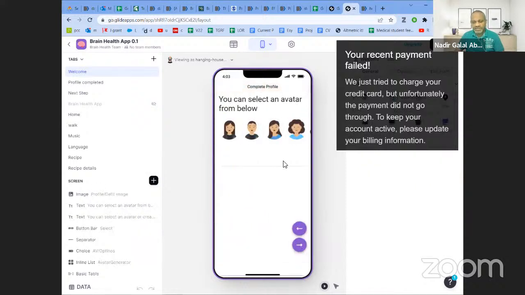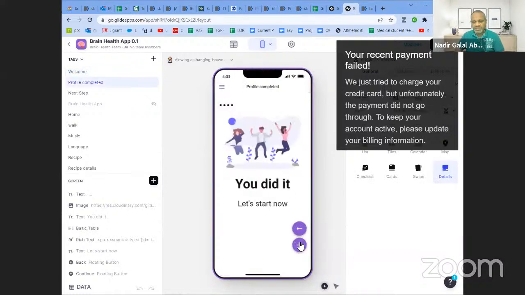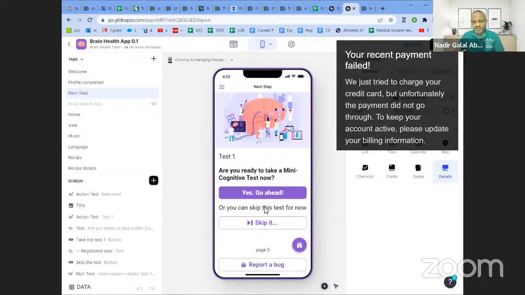Then they go to the next page, it has some kind of editor. They can pick up whatever they want to. Then they go to next, and this is the profile building. So it's those three pages. And then they go to the next page.